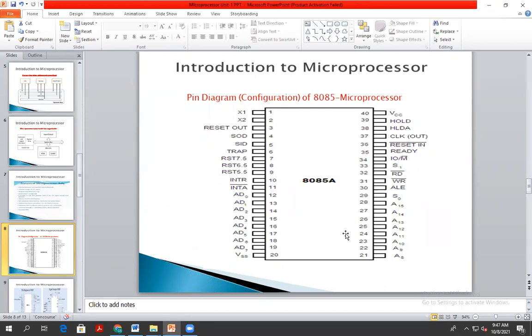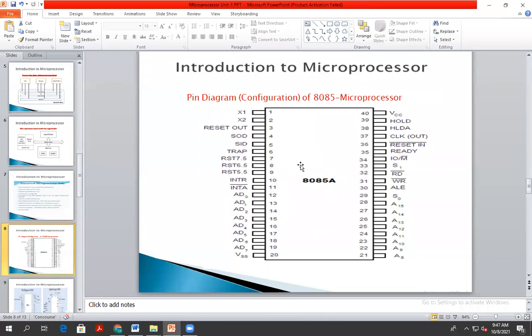It does not mean that it is only 40 pins. That is wrong. There may be 24 pins also available, 64 pins also available, 32 pins also available. But as per your syllabus, you are going to study the 40-pin 8085 microprocessor. Okay. So this is the entire pin configuration.